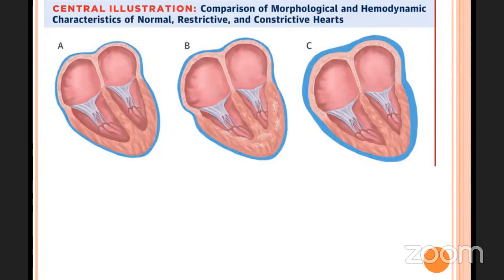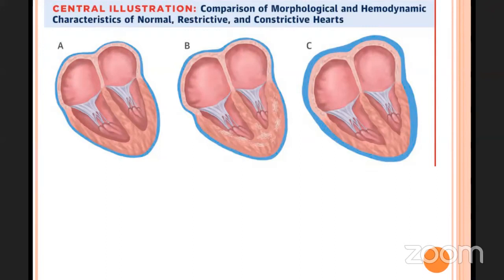Remember that in both restrictive cardiomyopathy and constrictive pericarditis, the ventricles are normal size or smaller than normal, but the atria are disproportionately enlarged. More so in restrictive cardiomyopathy, less so in constrictive pericarditis. It is equally important to remember that the AV walls are normal and the thickness of the cardiac muscle, at least in constrictive pericarditis, is almost always normal.